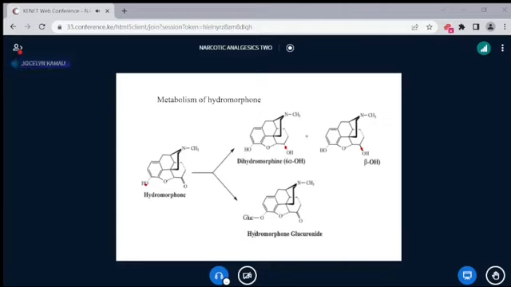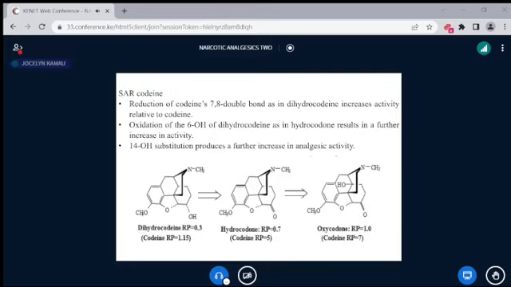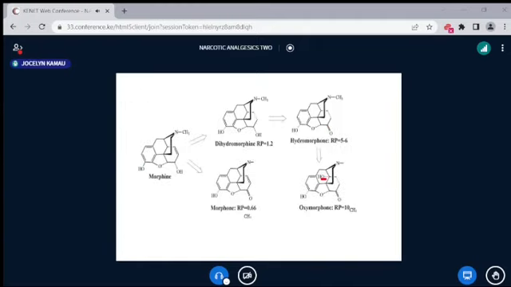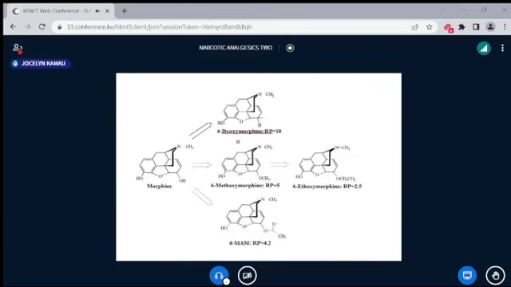So those are some of the metabolites of hydromorphone. But you see, there's nothing to cram. Looking at the structure, I believe you can derive the metabolic products because the structures are not very complicated, I hope. I don't know whether we mentioned the SAR of codeine, so that I don't repeat.